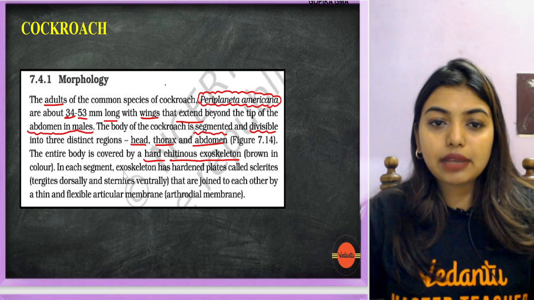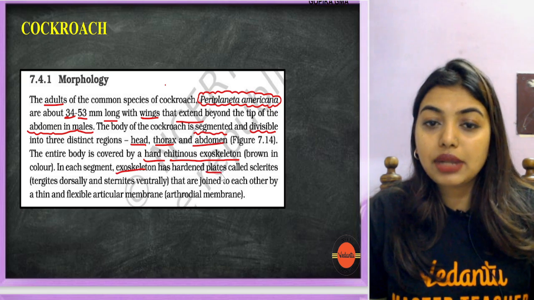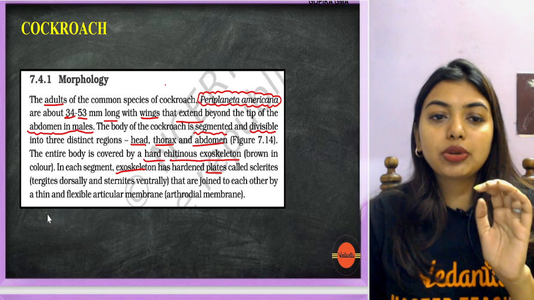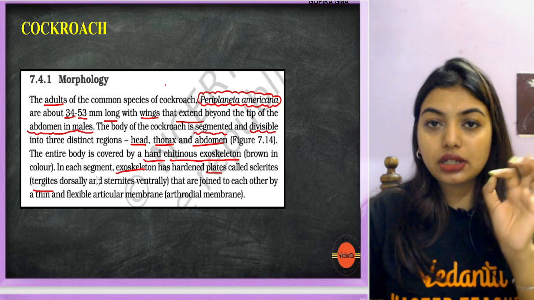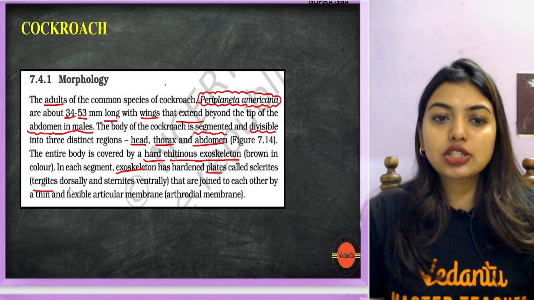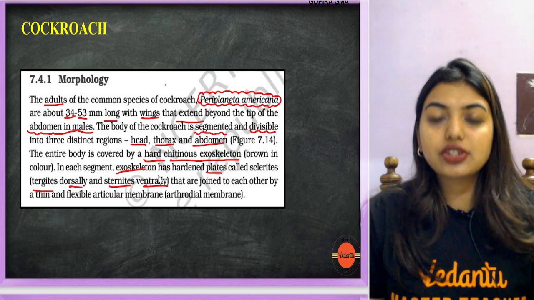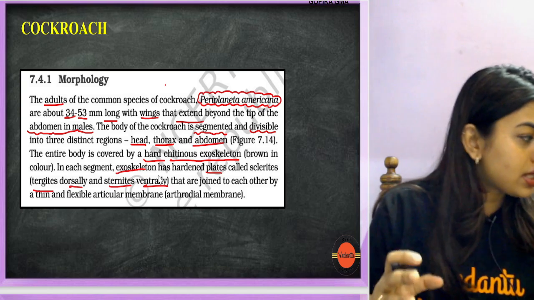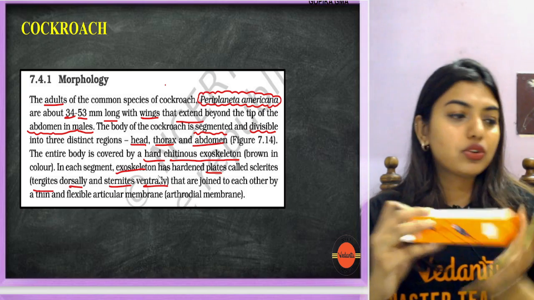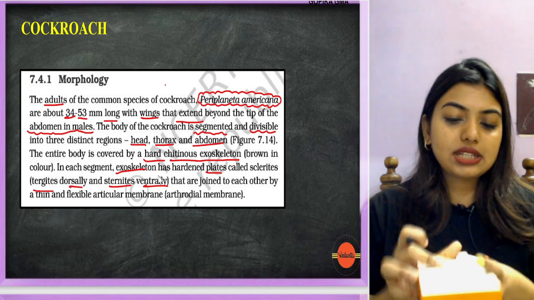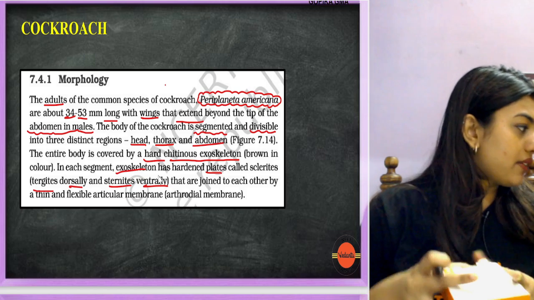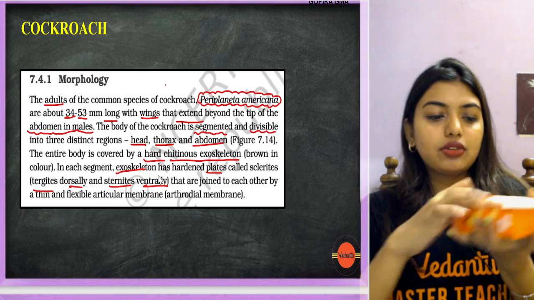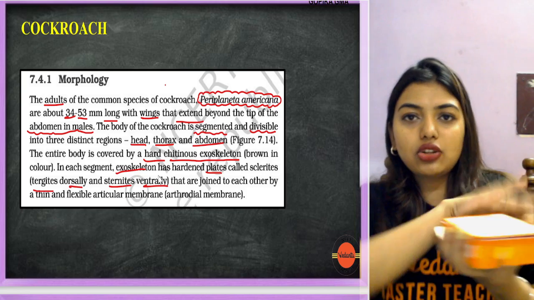Now in each segment, the exoskeleton has hardened plates called sclerites. Look here, tergum, sternites and pleura. We can say terga are dorsal, sternites are ventral, and on the lateral sides you have pleura. Students, imagine this is a cockroach, and on it there is one layer, and on the sides also these layers are there.